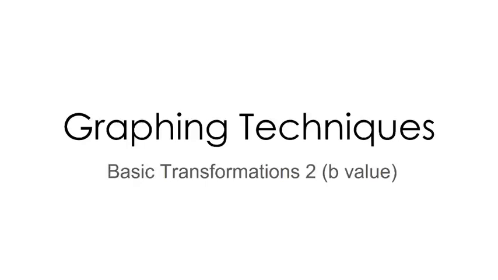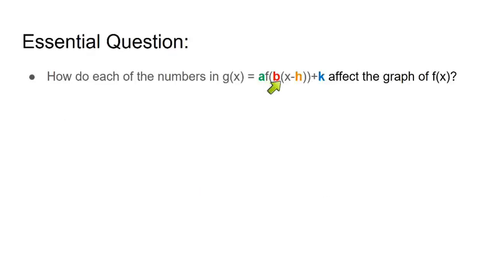All right, in this video we are going to finish up our transformations, and we're going to talk about the b value. Meaning like this number right here. So let's say I have a graph of a function. Let's say I have a graph of a parent function f of x. How does changing the b value affect the graph?